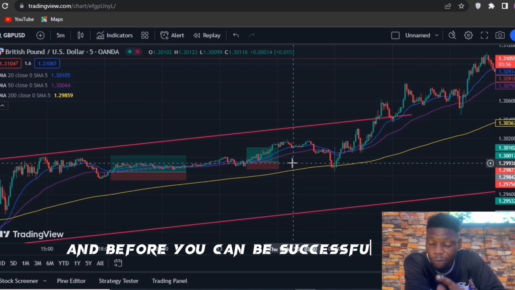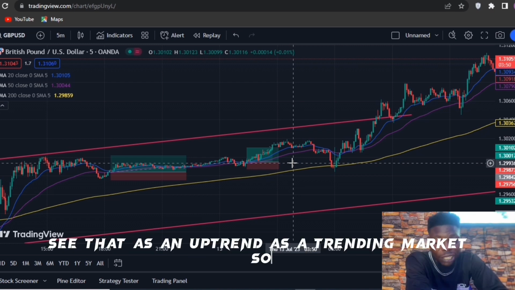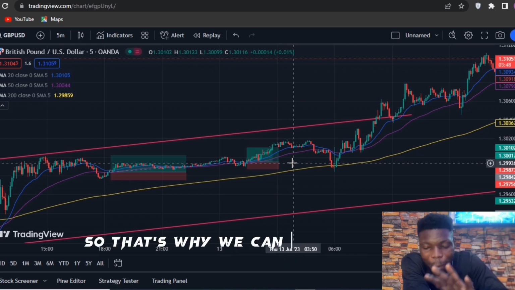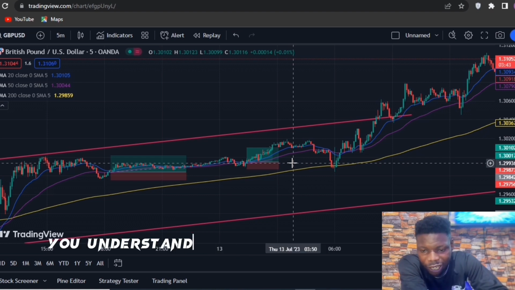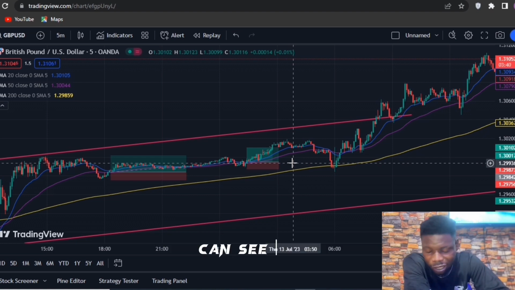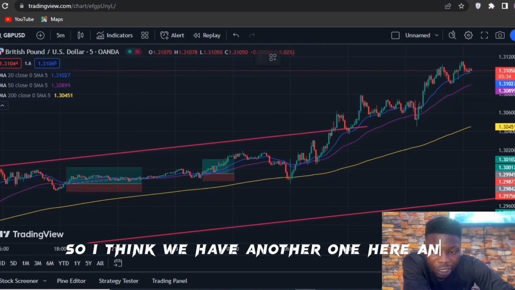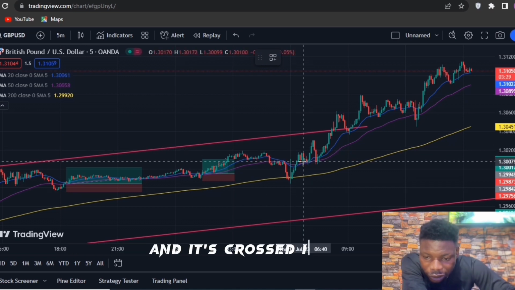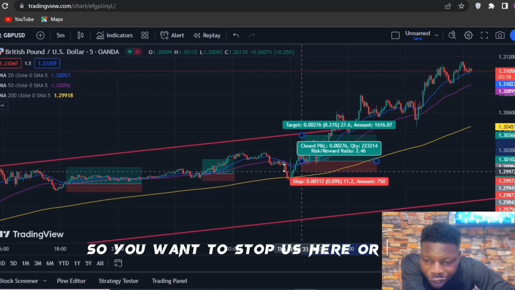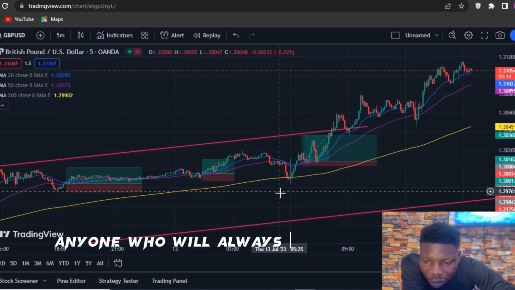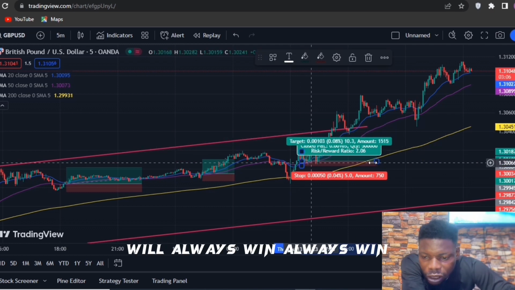Before you can be successful at this strategy, it must be a trending market. So see, that's an uptrend, a trending market. So it's good to go. So that's when we can now apply the indicators and take those pullbacks, you understand, and be more profitable. You can see that. So that is how all these things work. So I think we have another one here, and it crossed here. Okay, crossed it here. So you can put our stop loss here or here. New one. But we always win profits. We always win. So you can see, guys.